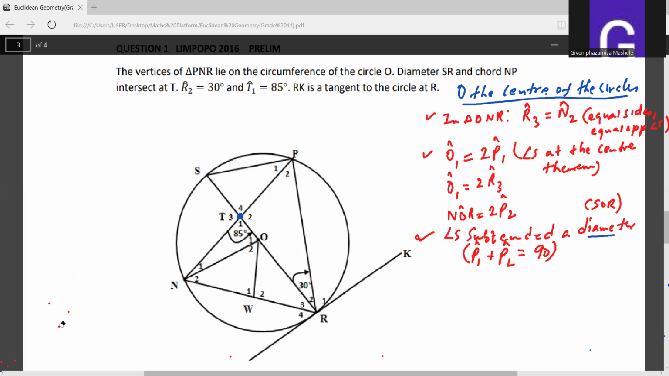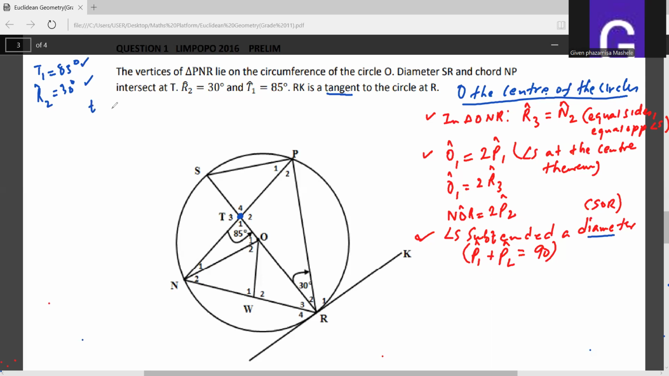Because we'll be using this in solving riders. Right, let me write the information here, ladies and gentlemen. So T1 is 85 degrees, R2 is 30 degrees. Okay, this is the given information. Again, we're told that RK is a tangent.